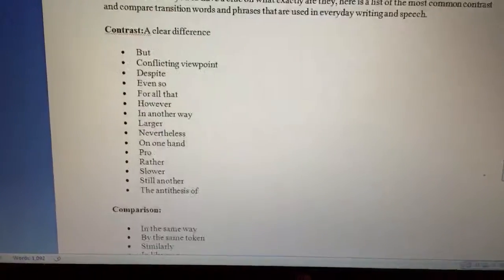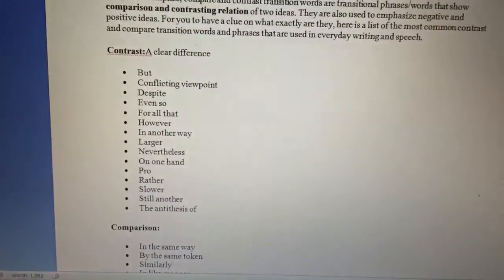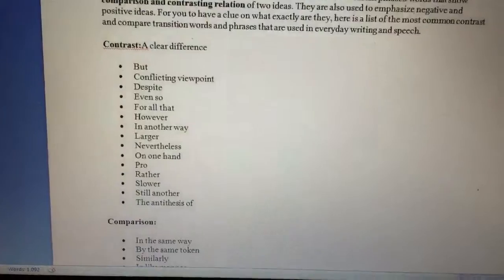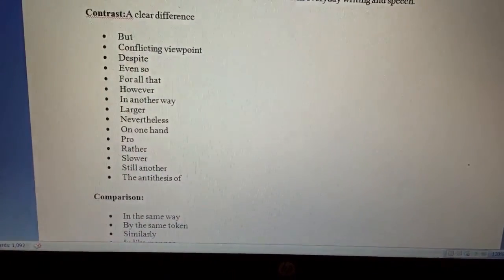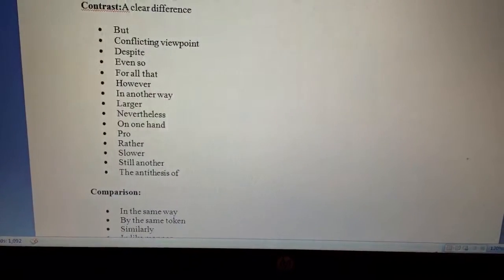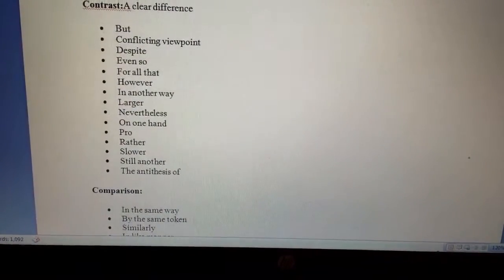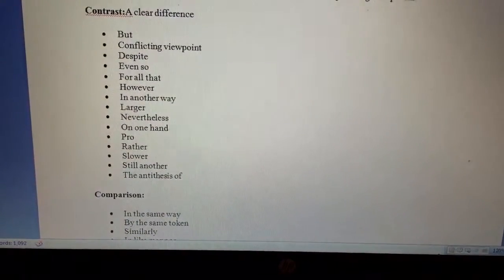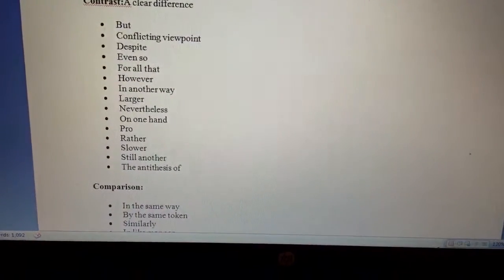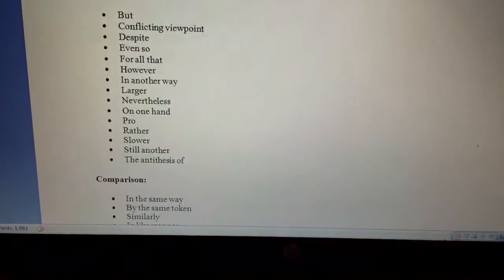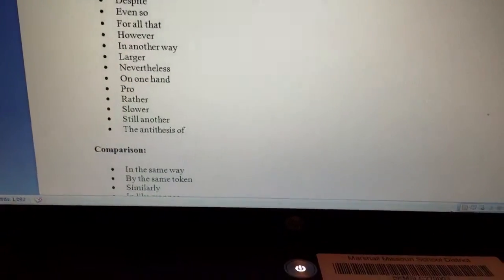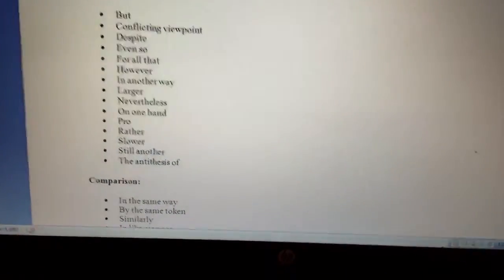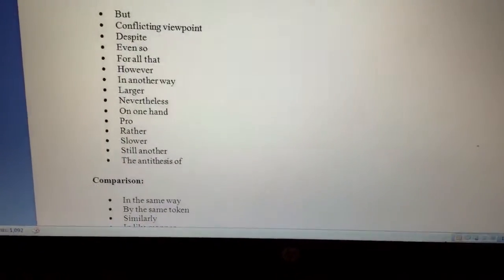Now, transitional words. What do I mean by that? These are the most common transitional words. When you are using a paragraph to explain about how they're different, these are some words that you can use in the beginning of a sentence, but make sure you always put a comma after transitional words. For example, but, nevertheless, they are different because, okay?